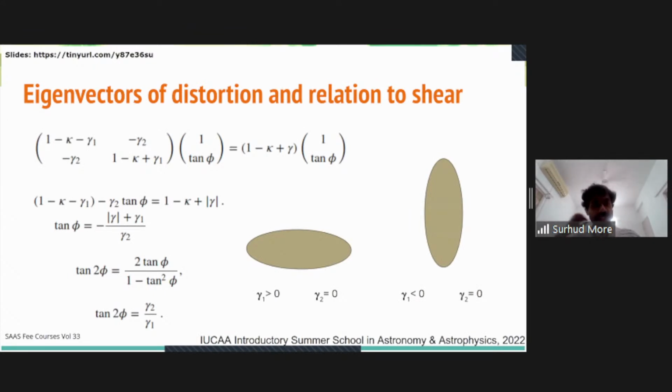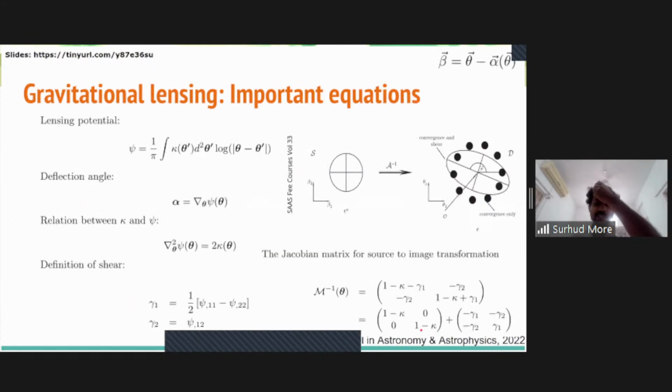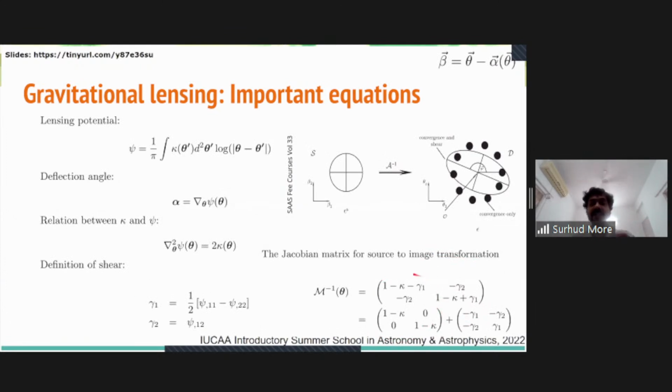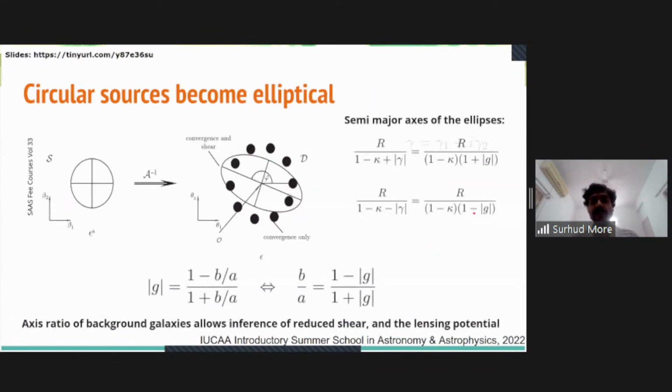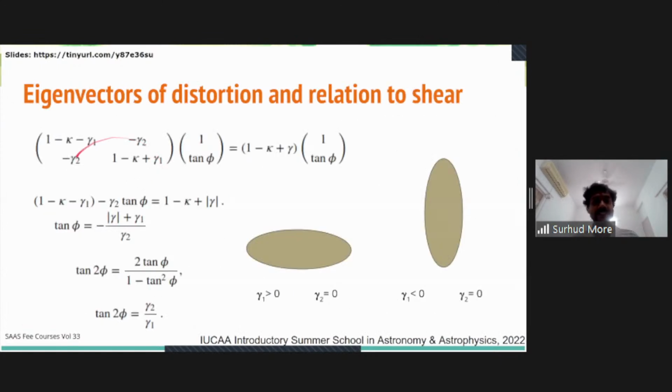Good. So I told you about what mod gamma is. Now let's try to understand the direction in which these galaxies get stretched. In order to do this, you just have to do a simple eigenvector analysis. Let's suppose that the eigenvector is oriented along the direction 1, tan phi, the eigenvector of this particular matrix. The eigenvector of this matrix will tell you in which directions you see the semi-major and the semi-minor axis.